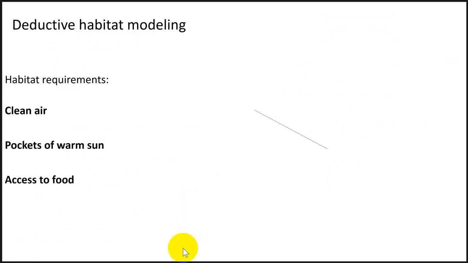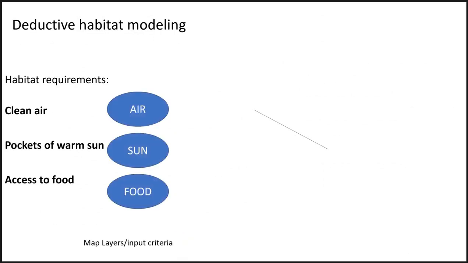If we look at the workflow as a flow chart, it goes like this. Start with the landscape characteristics needed or preferred. In this example, our critter needs clean air, pockets of warm sun, and access to food. The map layers we need then will include air quality, sun, which could mean solar radiation, hours of daylight, aspect, or the direction a slope is facing. And access to food might mean a specific vegetation type, proximity to lakes or streams, or walkability to a grocery store.